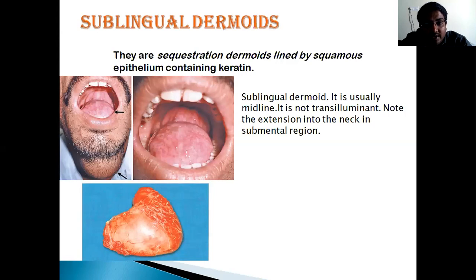It is usually in the midline. It does not transilluminate because it is a dermoid cyst, lined by squamous epithelium. It extends to the neck. See the first picture: the lower arrow mark shows that it extends to the submental region also. Sublingual dermoids are sequestrations lined by squamous epithelium containing keratin. The first picture shows the submandibular swelling at the lower arrow mark.